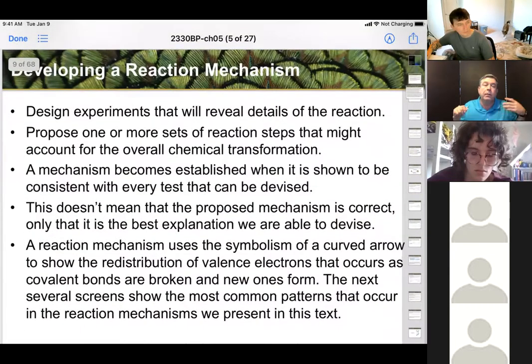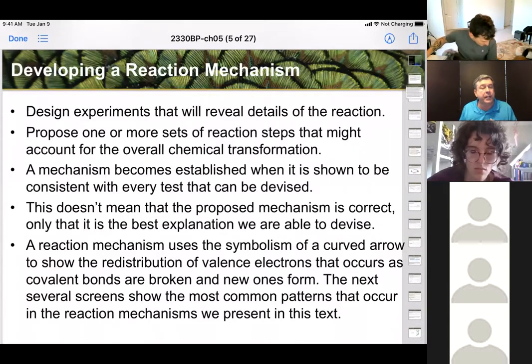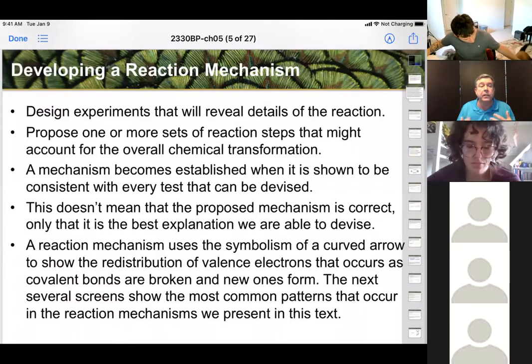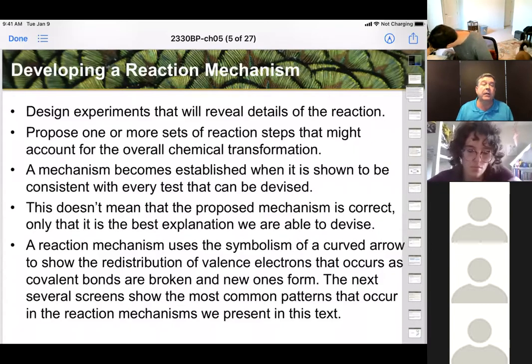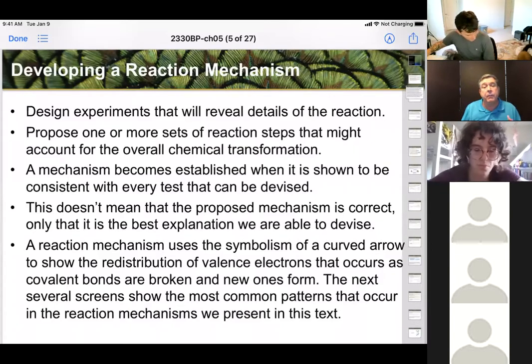So the way we know that these reaction mechanisms are happening is we design specific experiments to reveal certain details. Like we'll do it really concentrated and really dilute. What changed? We'll do it in one solvent and another. What changed? And by doing those experiments, we can get to an idea of what happens. Then we propose one or more sets of reactions that might account for the overall chemical transformation.